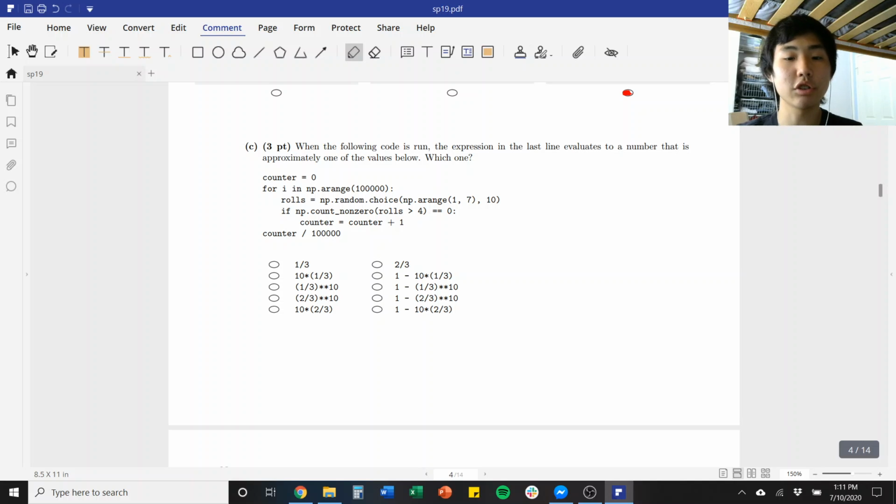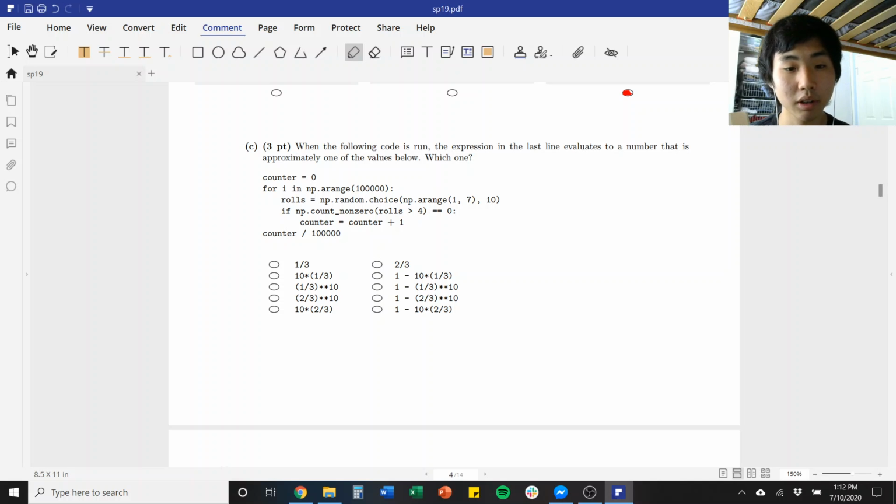Okay, let's look at part C. So when the following code is run, the expression in the last line evaluates to a number that's equal to one of the choices. Okay, so let's figure out what this code does. So first we see counter equals 0, which indicates that we're going to be counting something. Then for i in np.arange(100000). So that's a for loop, indicating we're repeating a certain thing over and over again, and we're doing it 100,000 times.